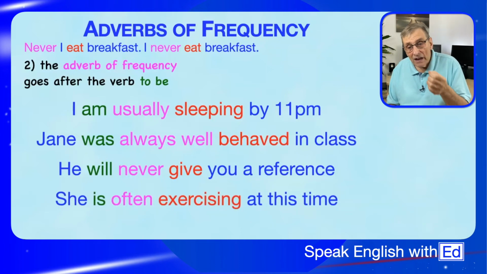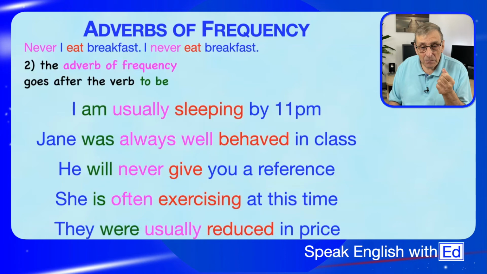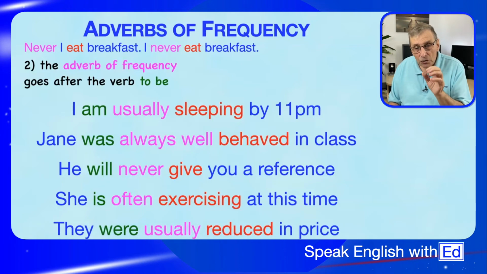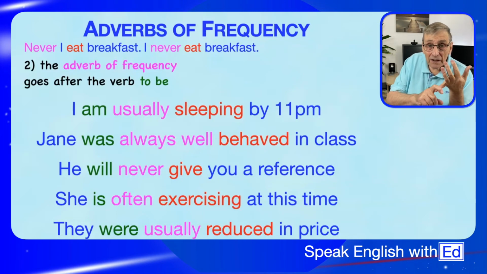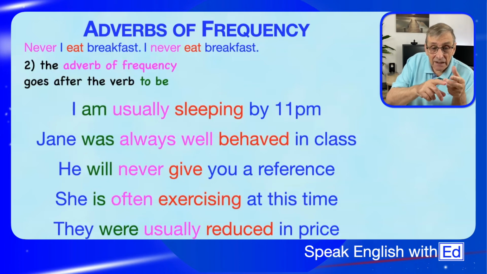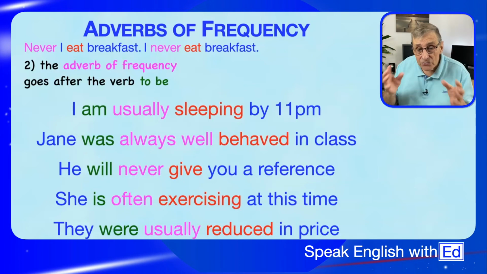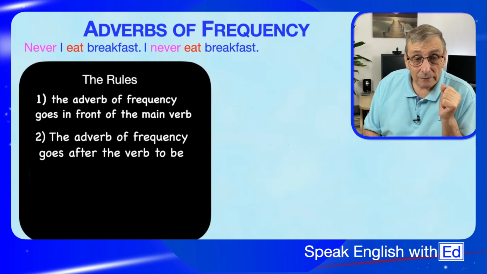She is often exercising at this time. They were usually reduced in price. So it doesn't matter on the number that we're talking about. We're talking about they, which is a plural pronoun and a verb to be. But she, he, Jane, I are all singular, so it doesn't matter. The rule still applies. The adverb of frequency goes after the verb to be.